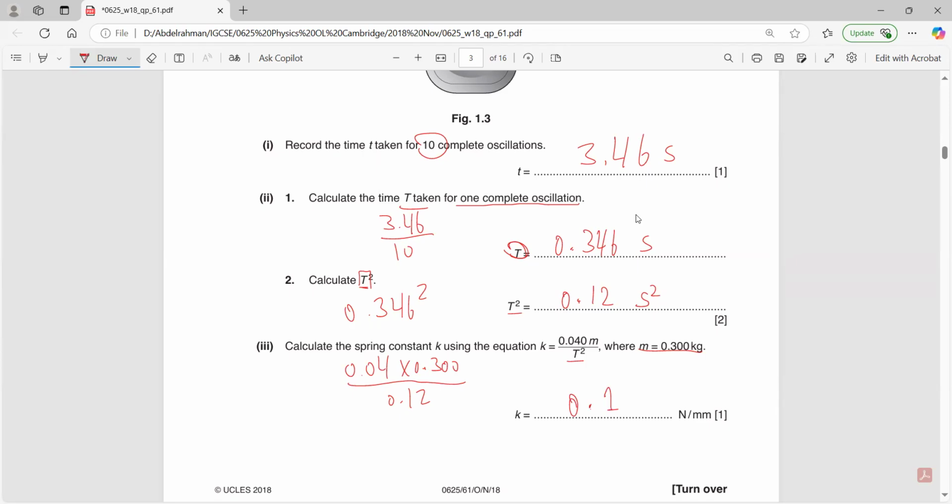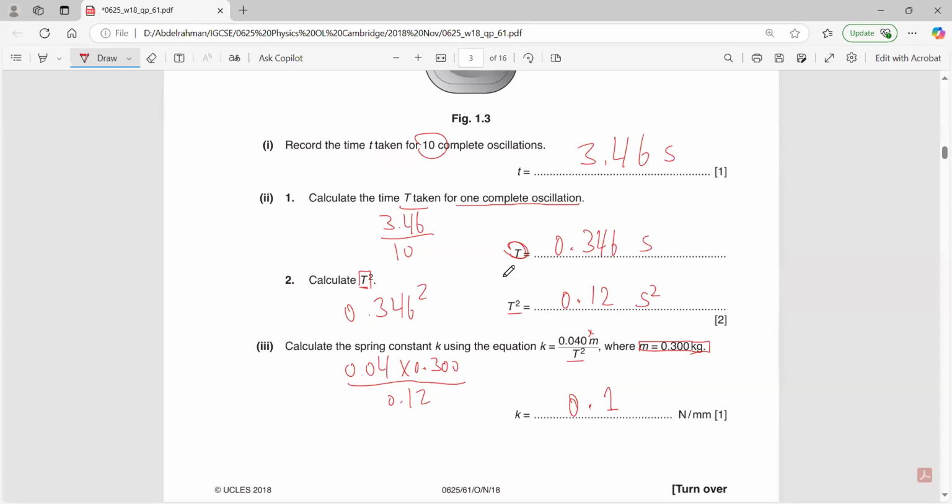Why did I multiply? Because it's 0.04 m, 0.04 times m. So you need to multiply by whatever the value of m is. m is the mass, 0.3 kilograms. So you multiplied and you found the answer.